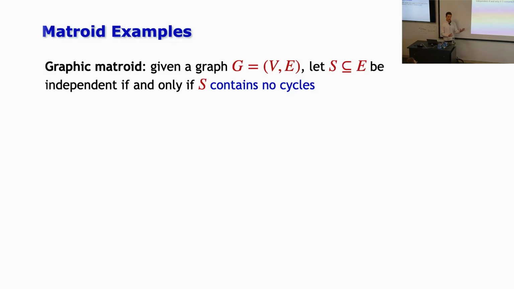I won't prove to you that this satisfies the axioms of being a Matroid. But for instance, you could see that this certainly satisfies the downward closure property. Because if you have a set of edges S which has no cycles, then it's also the case that any subset of S also doesn't contain any cycles.